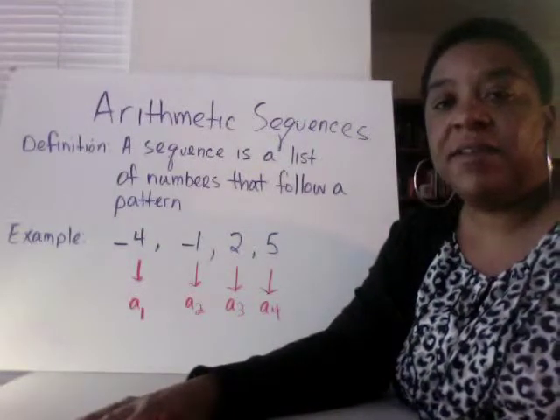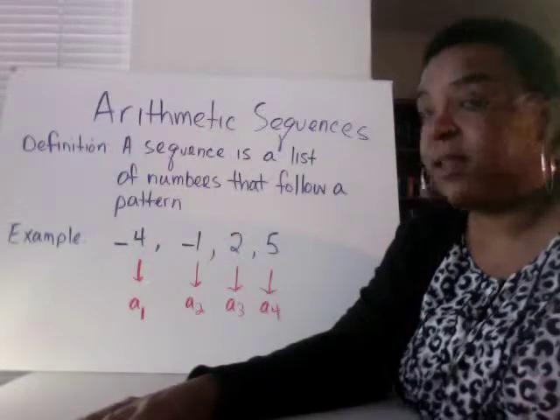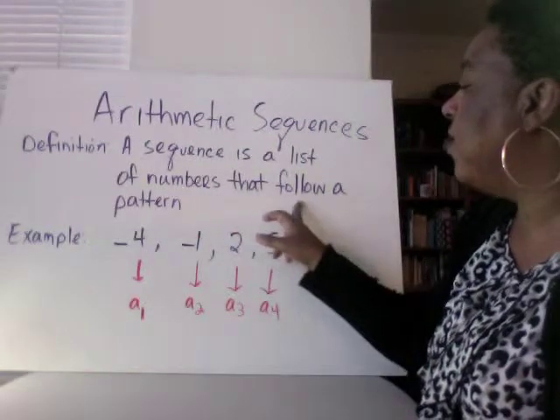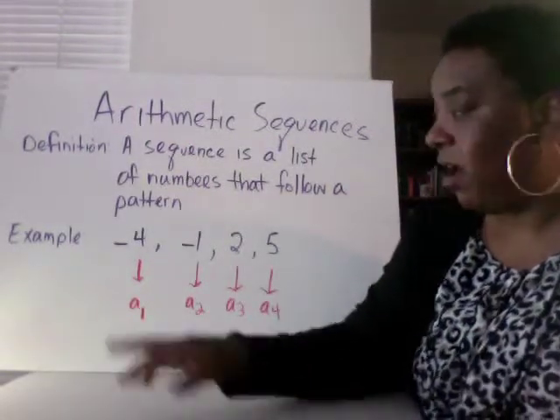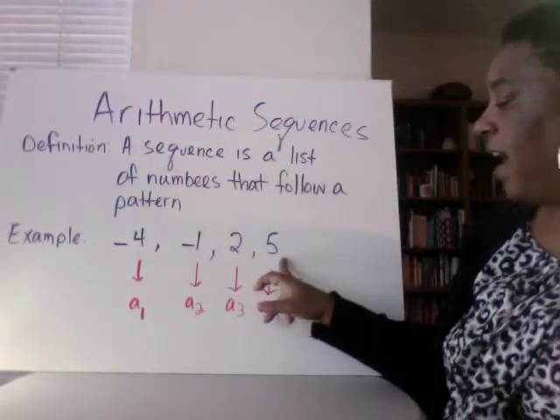Let's talk about arithmetic sequences. First, let's recall the definition of a sequence. A sequence is a list of numbers that follow a pattern. We have an example of an arithmetic sequence here of -4, -1, 2, and 5.